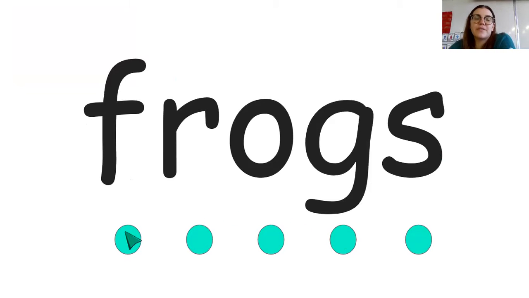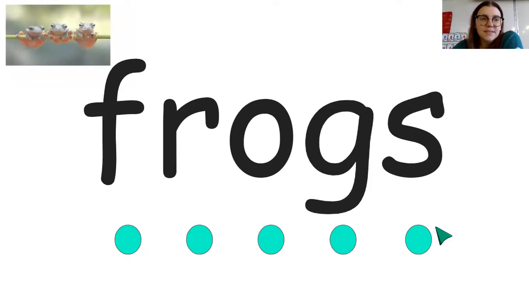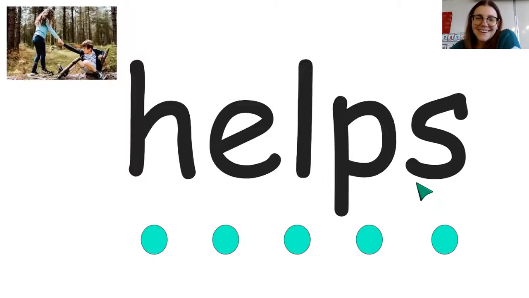Good. Let's read it together. Frogs. Frogs. How many frogs are there? Yeah, there happens to be 3 again. I didn't even notice that both of them had 3. But again, this means it's plural. It means it's not just going to be 1 frog. There's going to be 2, 3, 4, or way more. Very nice. Let's do this together. Helps. Helps.